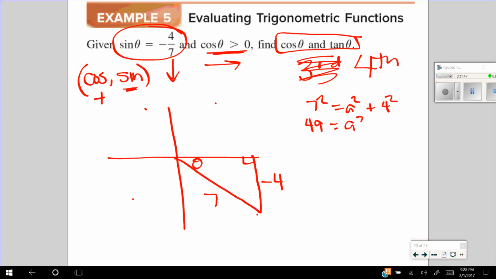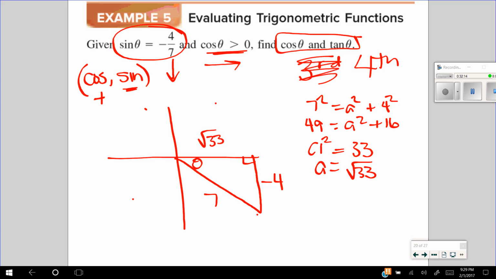49 is a squared plus 16. Subtract your 16. A squared is... A squared is what? Oh my gosh. 49 minus 16 is obviously 33. So what is a? The square root of 33.